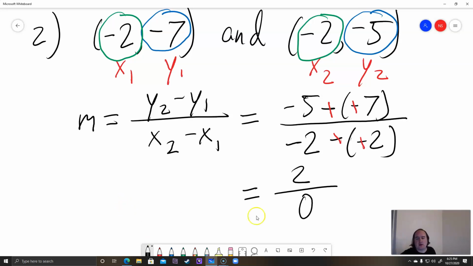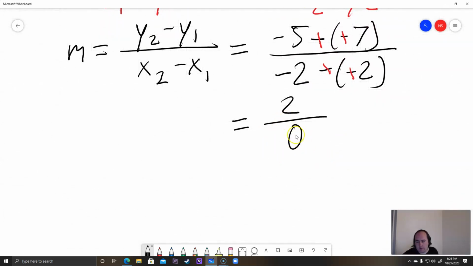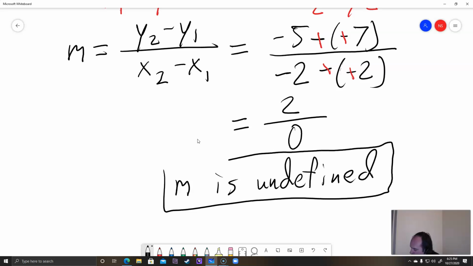Now remember, if the 0 is on the top and there's another number on the bottom, this slope would have been 0. But this time, because the 0 is on the bottom, remember you're not allowed to divide by 0 in math, it's undefined. So we say our slope m is undefined. That's what you always write when you divide by 0, because you can't divide by 0. It just doesn't work. So those are the two examples I wanted to do for slope.